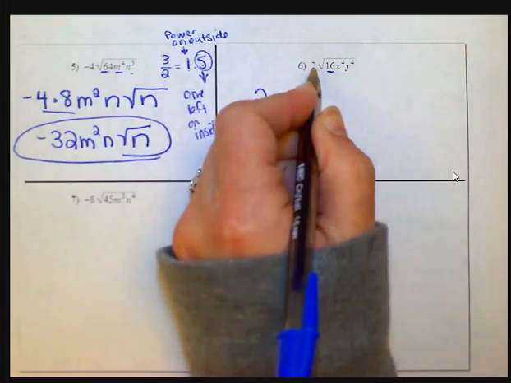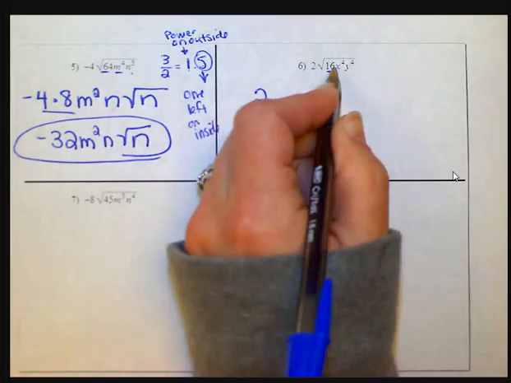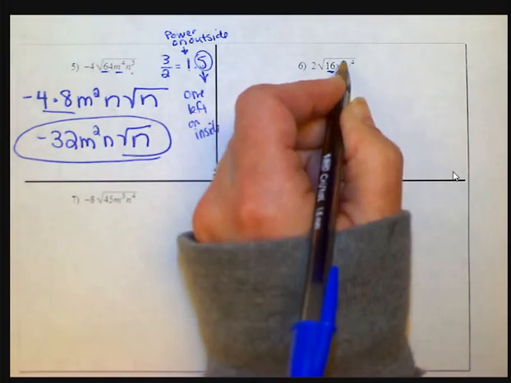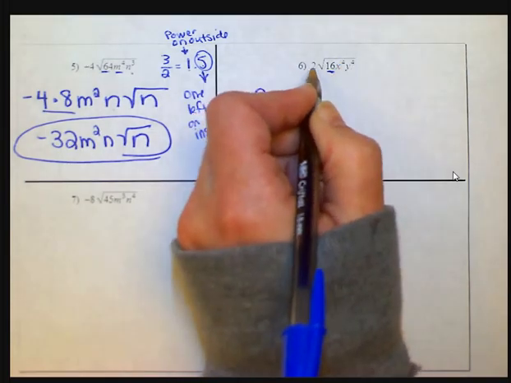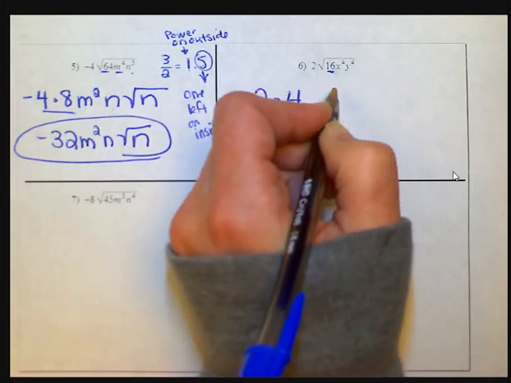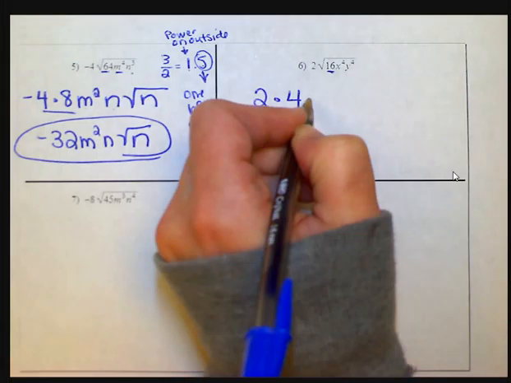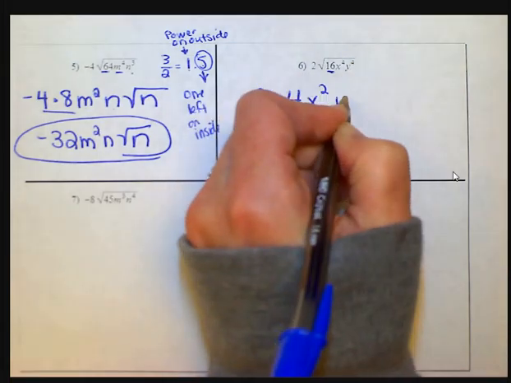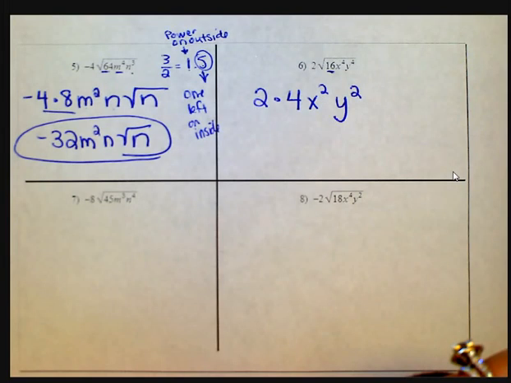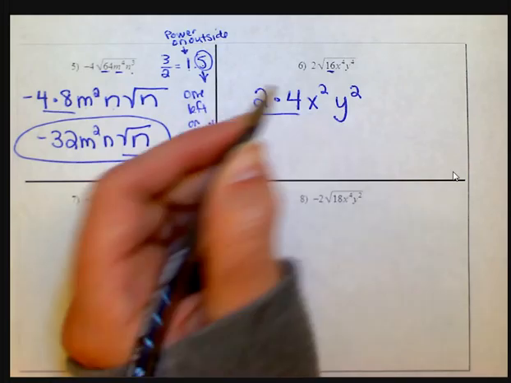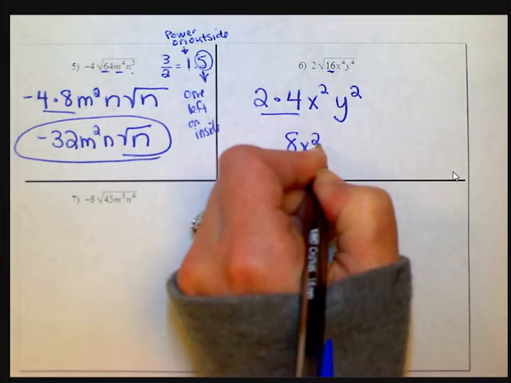The 2 comes from the coefficient on the outside. The square root of 16 is 4. The square root of x to the 4th, I just take 4 divided by 2. Right here, the square root means that I'm going to divide by 2. So 4 divided by 2 is just 2, so an x squared comes out. And then y to the 4th will also be 4 divided by 2, which is 2, so a y squared comes out. Now I have to multiply the 2 times the 4, which is 8, x squared, y squared.